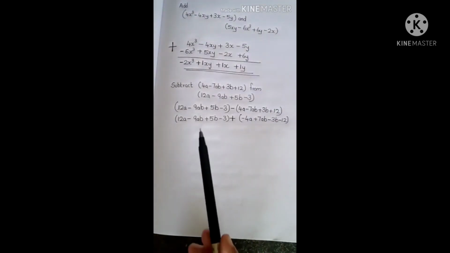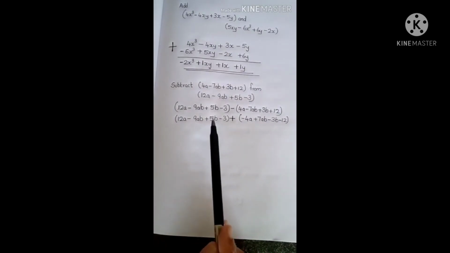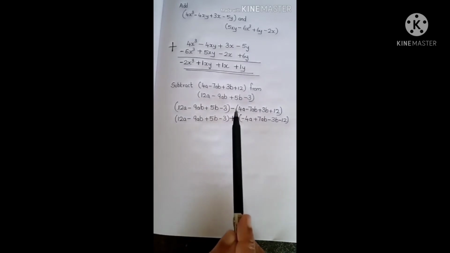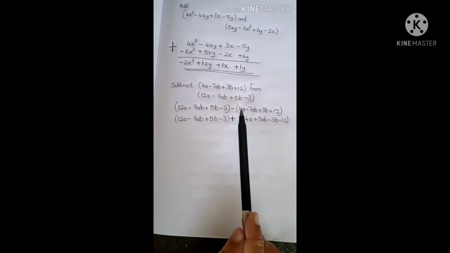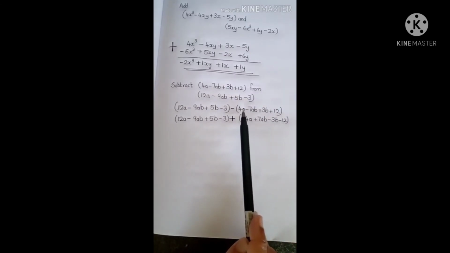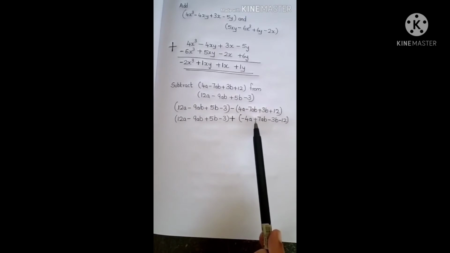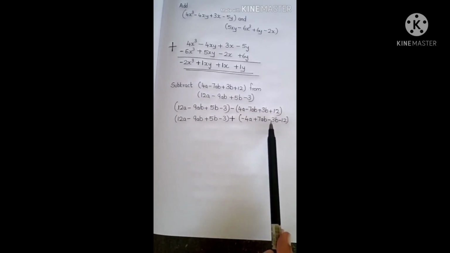Now, once again, the first bracket as such, there is no change in the first bracket. Subtraction sign changed to addition sign and all the signs inside the bracket have changed. Here, 4a is having plus sign. It changed to negative sign. Minus 7ab became plus 7ab, plus 3b changed to minus 3b, plus 12 changed to minus 12.